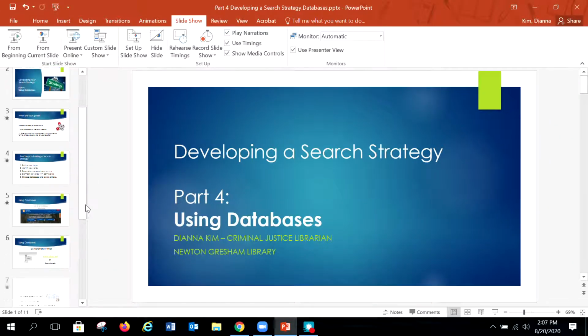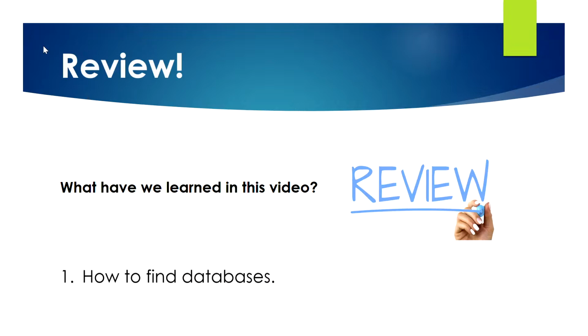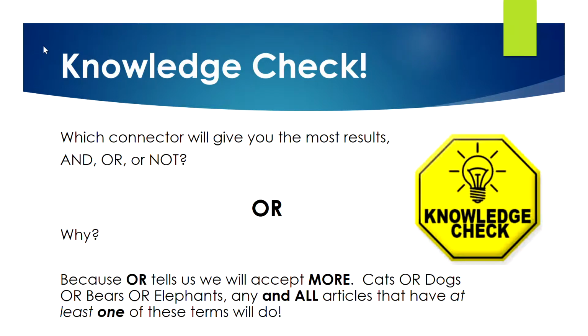Okay, so where were we? Let's go to what we've learned. We found databases, we learned how to search, and let's do a quick knowledge check before we go. Which connector, again, will give you the most results, just as a review? Is it and, or, not? It's or, because remember, or equals more. That is because or tells us we will accept anything, cats or dogs or bears or elephants, any and all articles that have at least one of these terms will do.